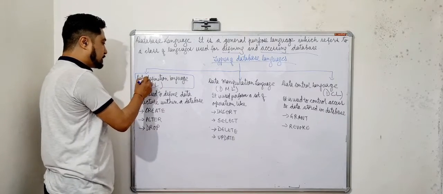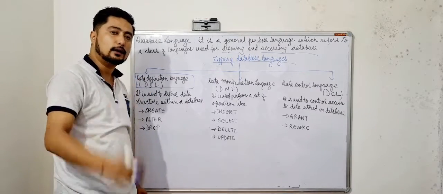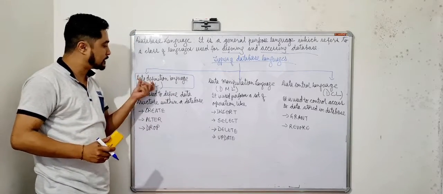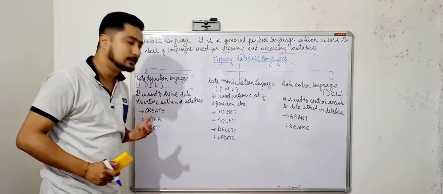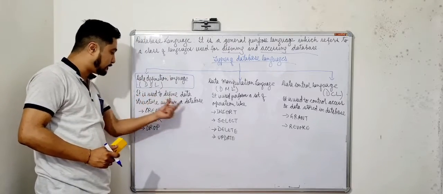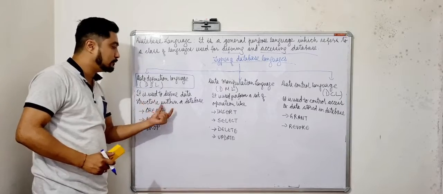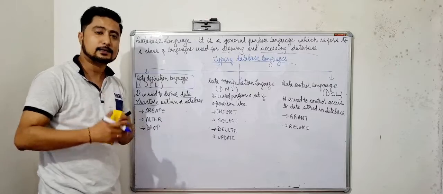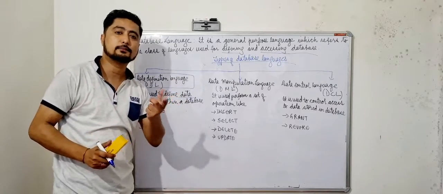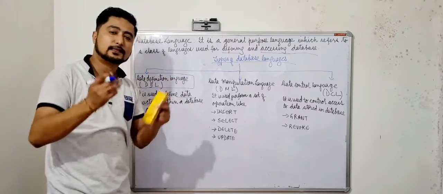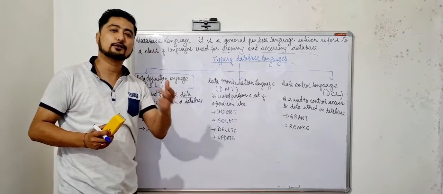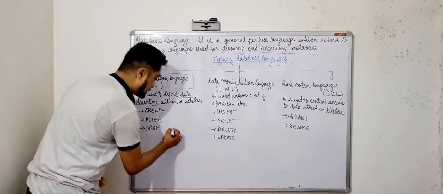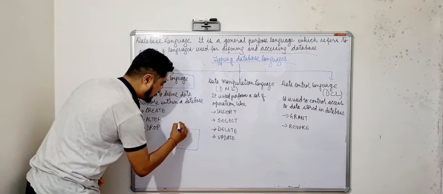The first one is data definition language or DDL. What do you mean by this? From the word itself, it is the language which is used to define the data. That means it is used to define data structure within a database. Data structure means to create the table, because the data we store in a table format. That means creation of this table.